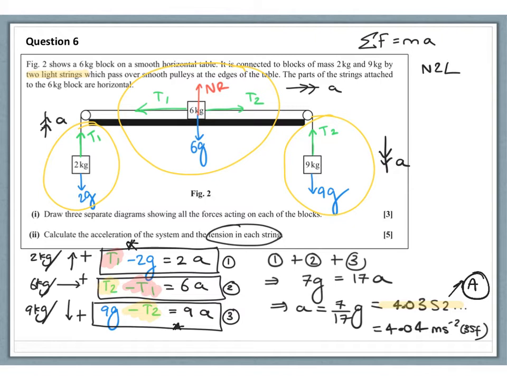So this then gives us T1 is equal to 27.67... or 27.7 newtons, and we get a value for T2 of 51.882 newtons or 51.9 newtons, both answers rounded to 3 significant figures.